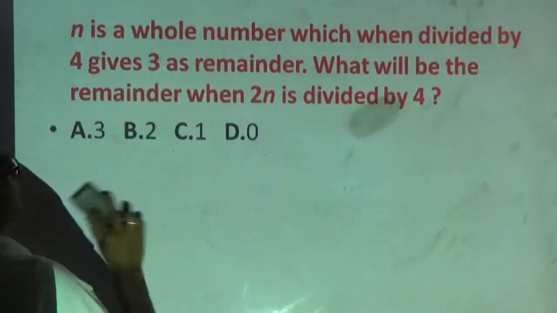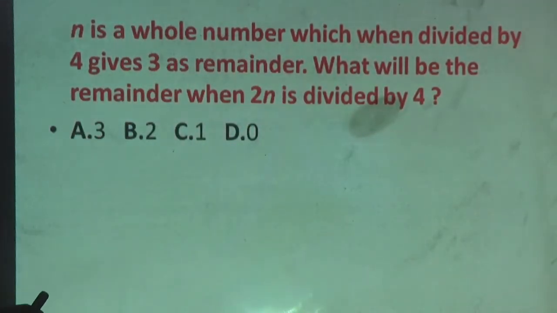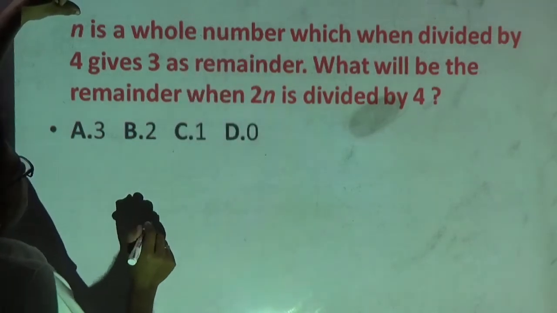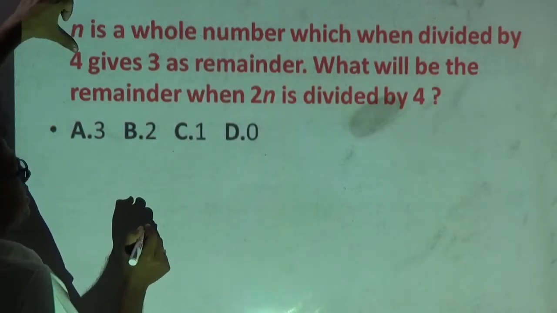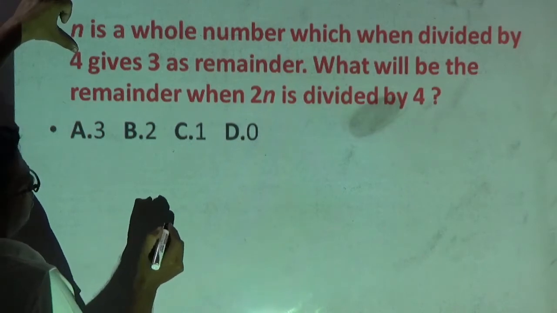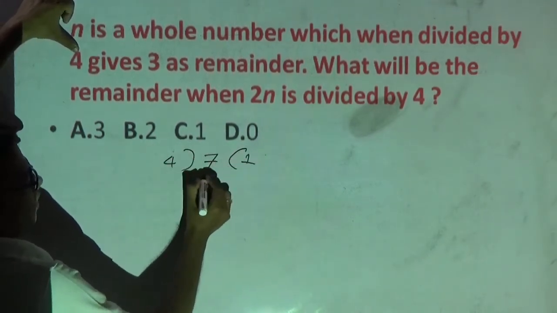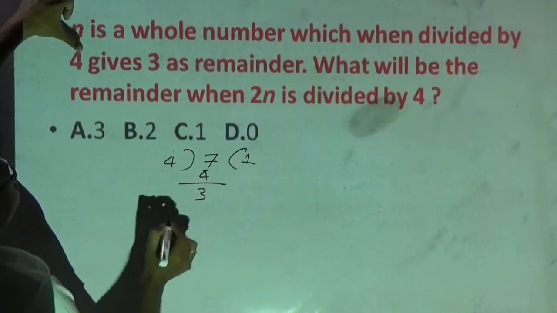N is a whole number which when divided by 4 gives 3 as the remainder. What will be the remainder when 2n is divided by 4? Okay, so I will take one example to solve this. N is a whole number. Take any whole number which when divided by 4 gives 3 as a remainder. Okay, so I will take 7. When I divide by 4, 4 ones are 4. What is the remainder? 3. This is what they are telling.